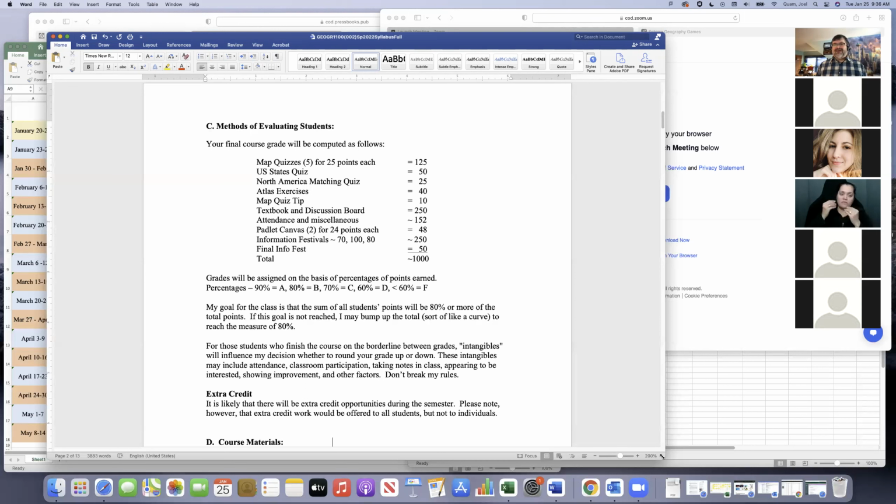Information festivals. I'm fond of that term for test. Sometimes I'll say test, sometimes I'll say exam, but I like to say information festival. And I like to make those tests a little more interesting, not too mundane. Okay, and we'll have 3 of those. We'll total about 250 points. Then there'll be a final information festival or final exam worth 50. All that's going to add up to about 1,000. And then you'll get a grade, of course.